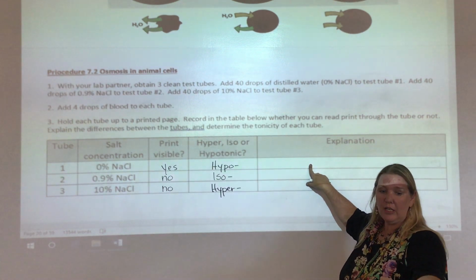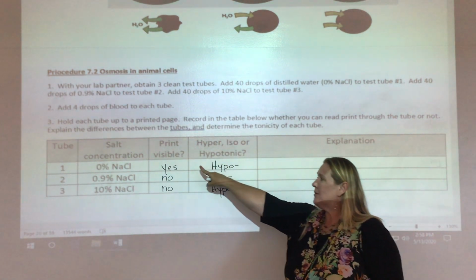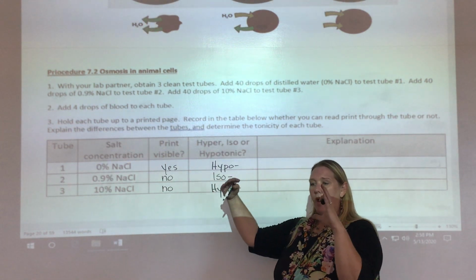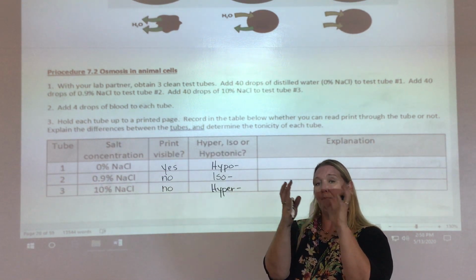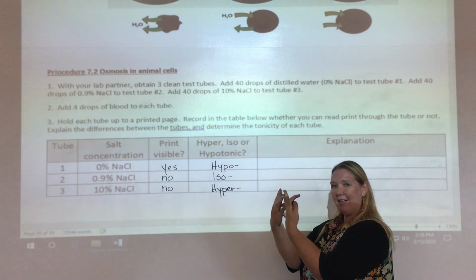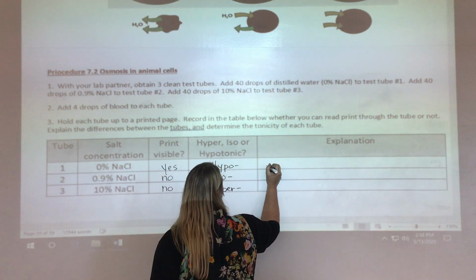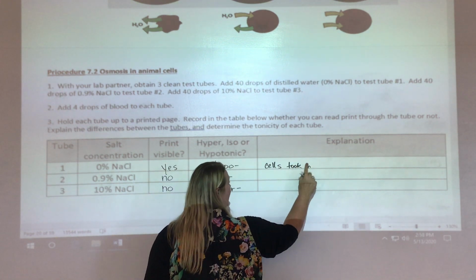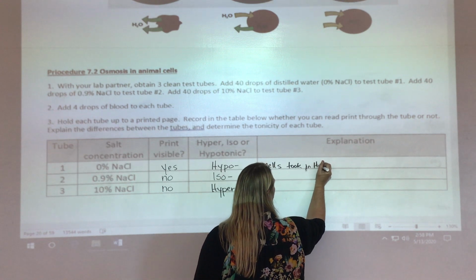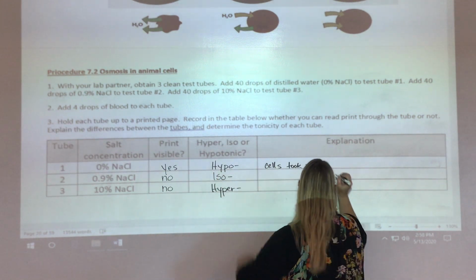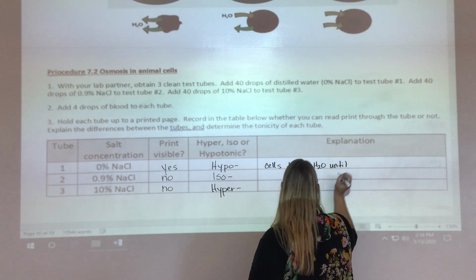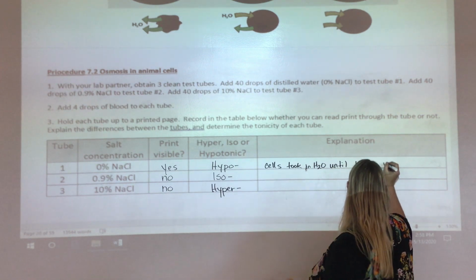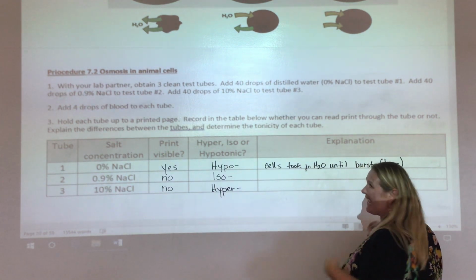The last one I said we could look and look and look and we wouldn't see any cells. Well, there's no cells there to block our view to see through them, right? So this first one, where that water went into that cell and those animal cells burst, there's no cells there to block, okay? So the cells took in water because they're in a hypotonic solution, until they burst. Okay, so they swelled up until they burst, and that process is called lysing.